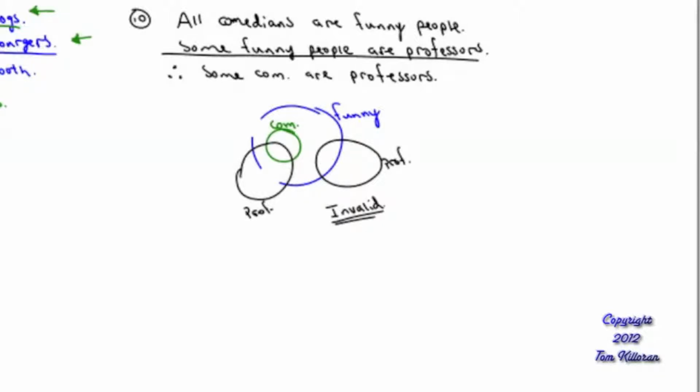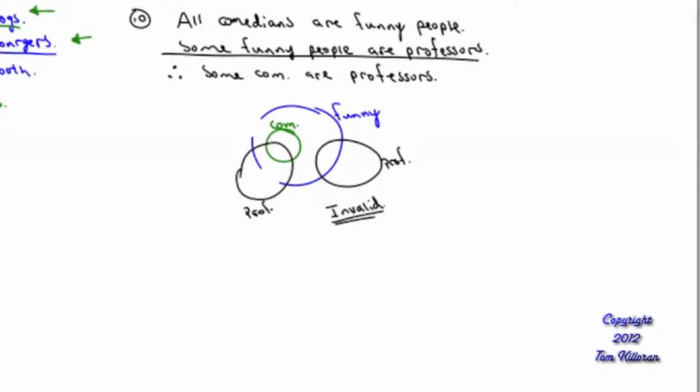I've got a question. Go for it. It doesn't say that professors are necessarily comedians. Right. So why would you go into that circle? Because the only thing the sentence says is some funny people are professors. So how deep does this black circle go? I don't know. It could not touch the green, or it could touch the green, and that's why it's invalid. All I have to do is have that black circle touch the blue circle. So some funny people can be comedians and professors.